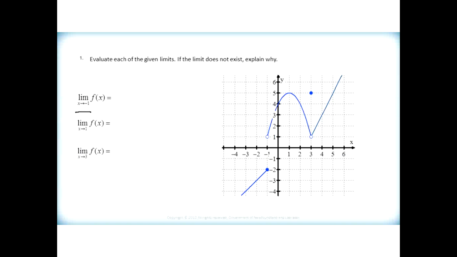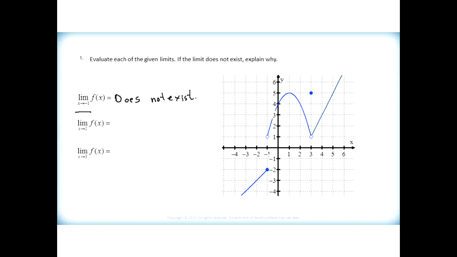So as x approaches -1, we're going to come from the left and the right. Coming from the left, it looks like the limit as we approach x equals -1 is going to be at -2. And coming from the right, it looks like the limit as x approaches -1 is going to be at +1. So we've got a disagreement between the left and the right. Sounds like politics. Since we have a disagreement between the left and the right, the limit does not exist. So this does not exist.